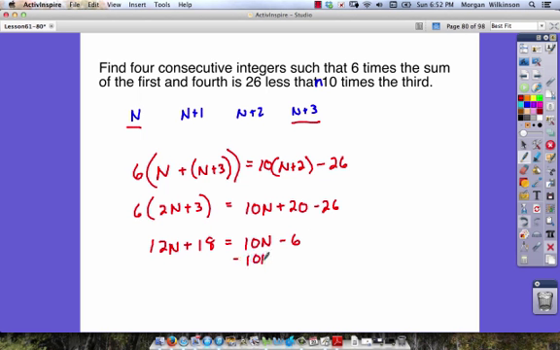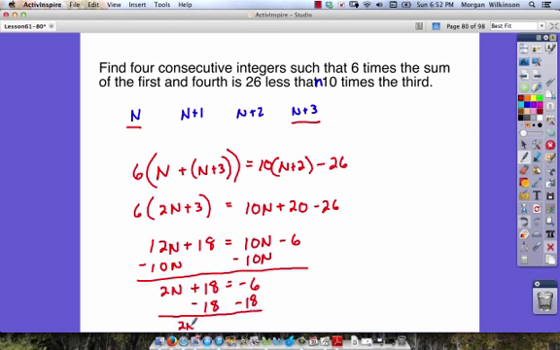Let's subtract 10n from both sides, so we get all of our n's together. 12n minus 10n, that's 2n, plus 18 is equal to negative 6. Let's subtract 18 from both sides. So we get closer to solving for our n. We'd get 2n is equal to negative 6 minus 18 more. That's going to be negative 24.